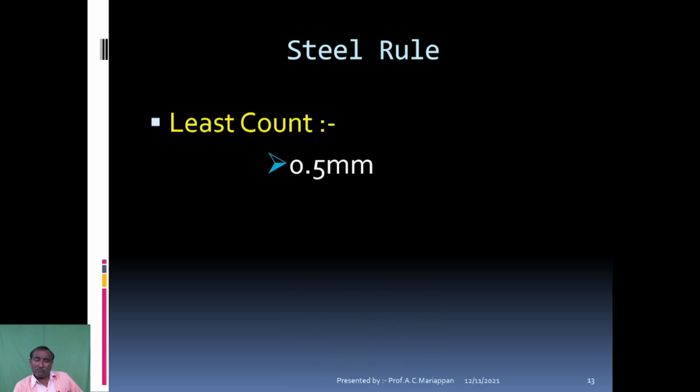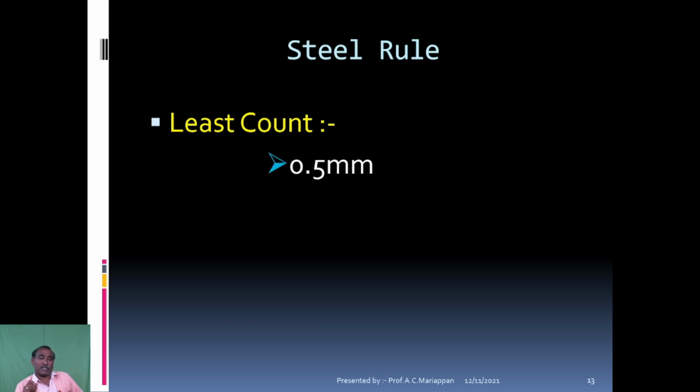The minimum measurement that is possible in the case of the steel rule is 0.5 mm, because the division between two adjacent lines is considered as 0.5 mm. So that is the least count. That means this is the minimum distance that can be measured by means of a steel rule. Every measuring tool has a least count, called the LC. That LC, the least count, gives us a small piece of information: the minimum distance that can be measured by whichever tool we are using.